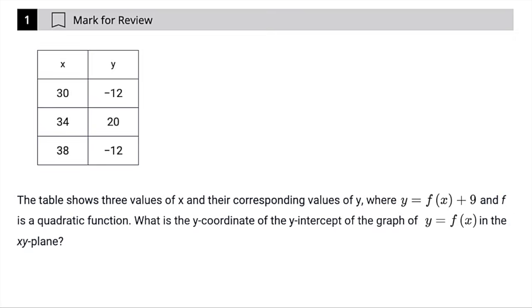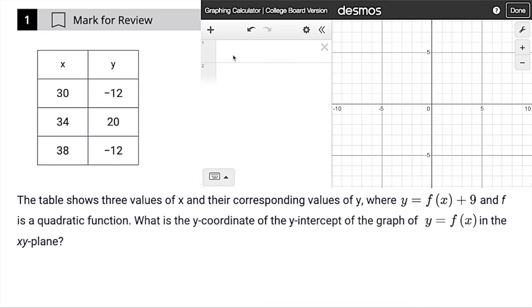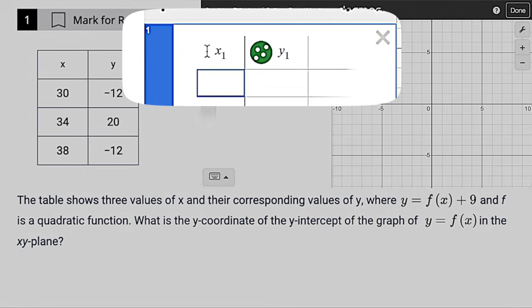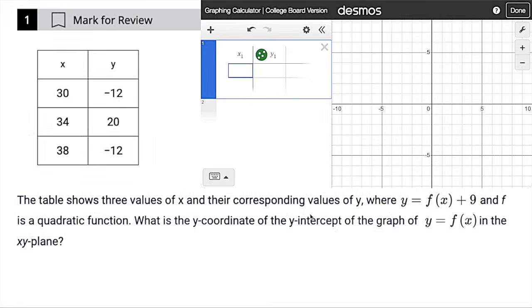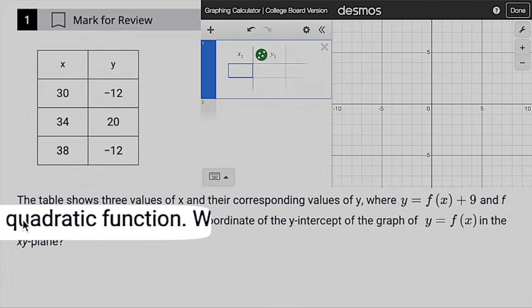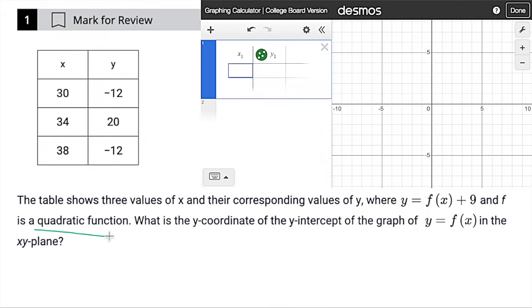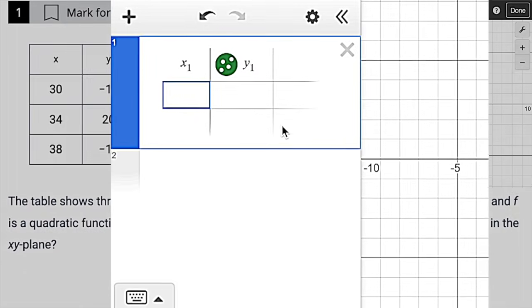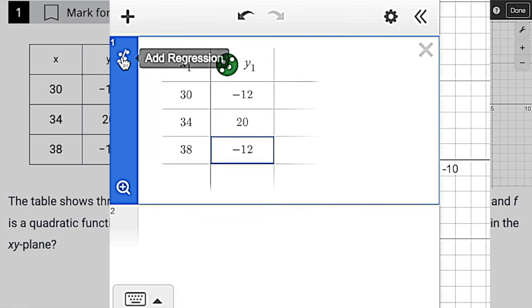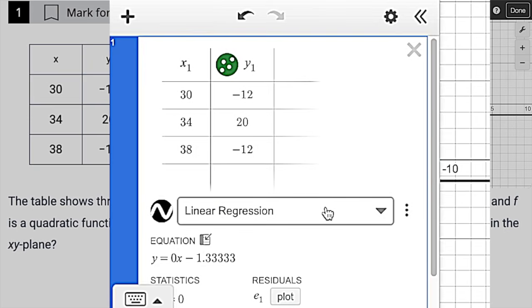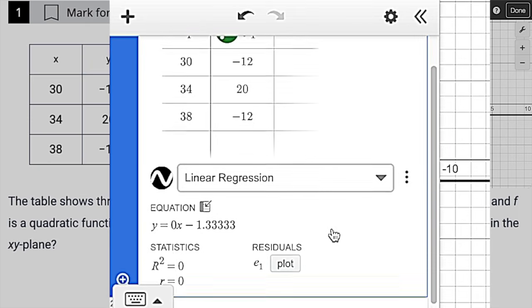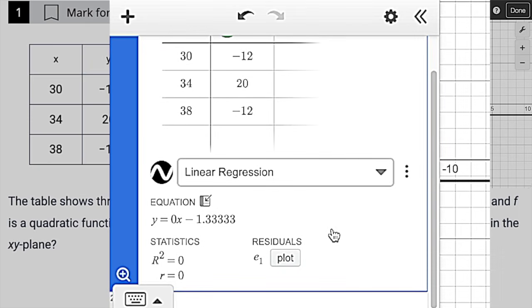So on a question like this, where we have a table, type the word table and a table will appear. Now put in your points. Now, importantly, if we're dealing with something quadratic, we're going to need at least 3 points. So we're going to need to put all 3 of these guys. Now push this little button right here. It's going to add a regression, which basically makes a graph and it also gives us an equation.